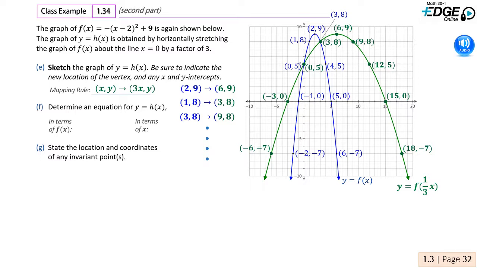So the point 2, 9 becomes 6, 9. Notice our y-intercept being on the y-axis did not move because 0 times 3 is still 0. That is our invariant point of this graph.